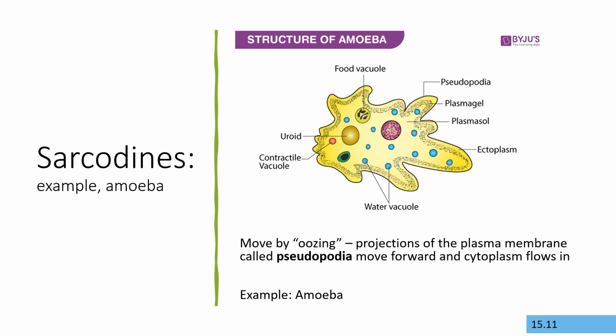Sarcodines are another group of protozoans with a different strategy for getting around. Their method is more like oozing forward. They extend projections of their plasma membrane forward and slowly fill them with cytosol, which, if you remember, is the fluid inside the cell. These projections are called pseudopodia. Podia means foot, so you can think of these as pseudo feet. Amoebas are an example of a sarcodine protist. Again, if you want to see what it looks like when an amoeba crawls around, check out the collection of short videos following this one.